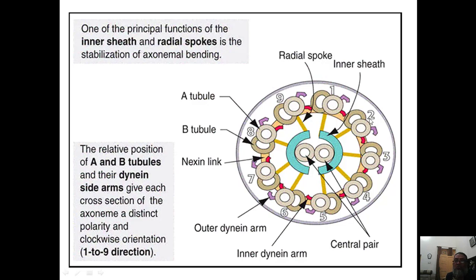Now this is the clockwise orientation, with the central duplex attached to the radial spokes. This radial spoke connects the central with the periphery, whereas the next link connects the peripheral tubules to one another, and the dynein arms are attached on the alpha subunit, the alpha tubule. So this is concerned with the movements of the flagella and cilium.